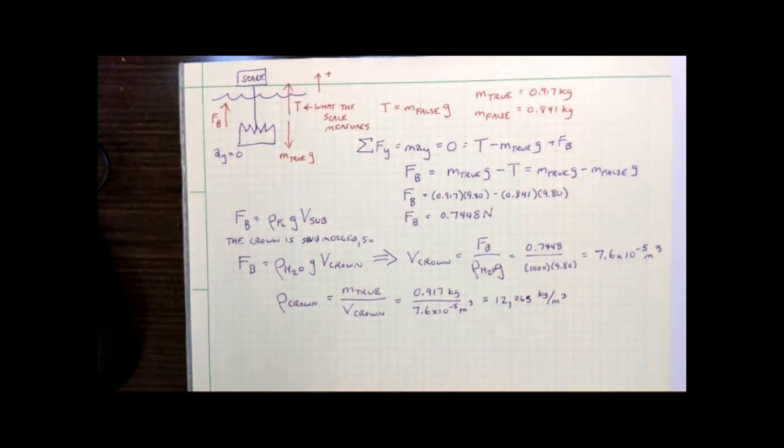This is a density far less than the density of gold. The density of gold is 19,300 kilograms per cubic meter. So this crown is not pure gold. It is very likely gold mixed with some other substance.